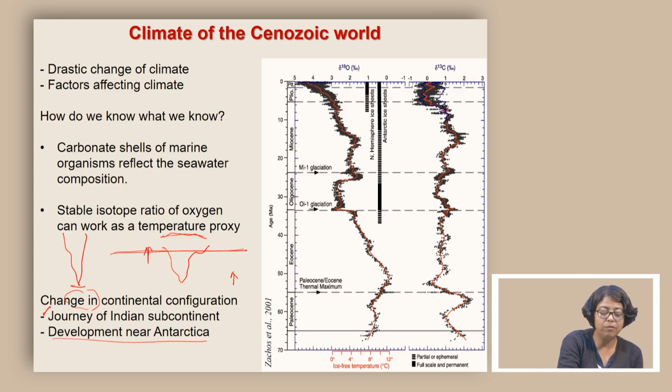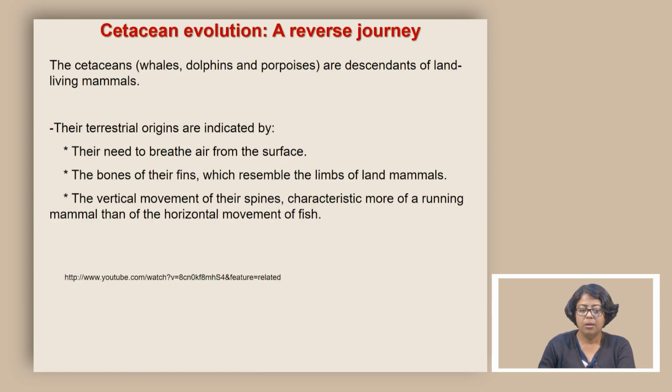These two events greatly impacted the development of various groups during the Cenozoic, and we are going to talk about one such group, which is the cetaceans. The cetaceans, as I mentioned, include whales, dolphins and porpoises. They are descendants of land living mammals.